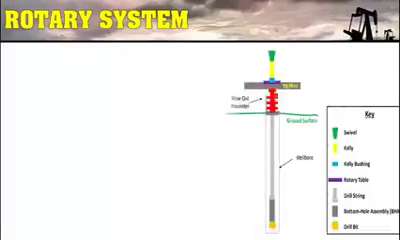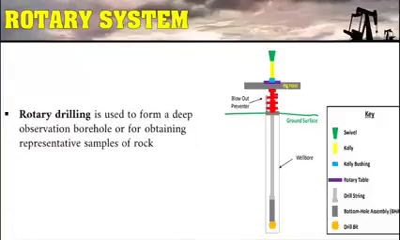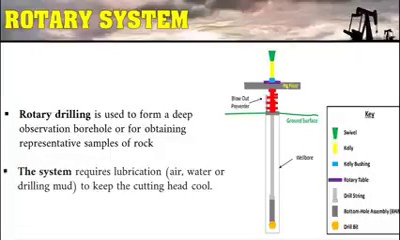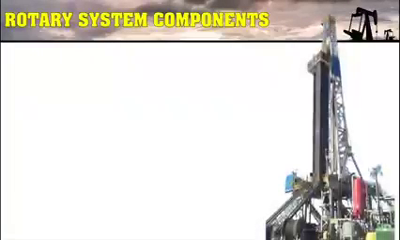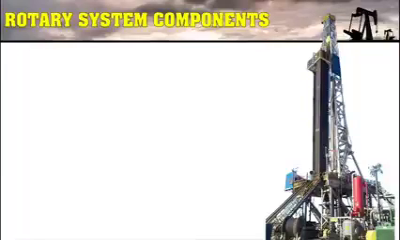The next rig system is the rotary system. Rotary drilling is used to form a deep observation borehole or for obtaining representative samples of rock. It is also used to rotate the drill string and therefore the drill bit on the bottom of the borehole. This system requires lubrication like air, water, or drilling mud to keep the cutting head cool. This system includes the following major parts.